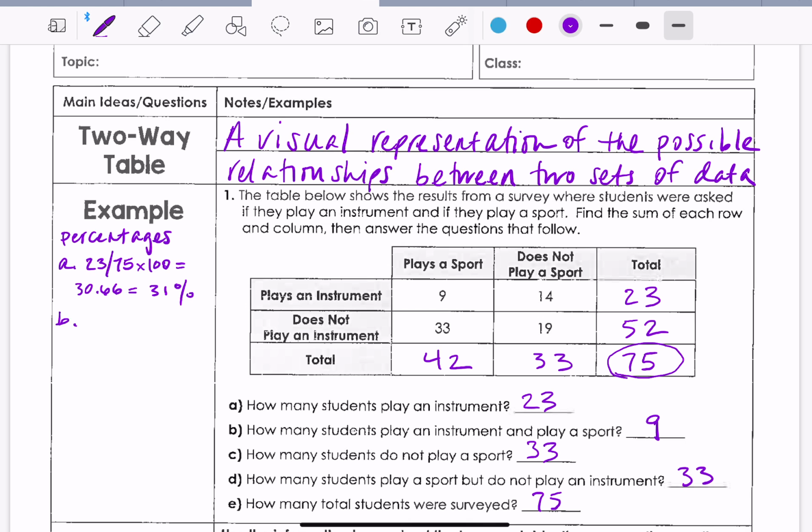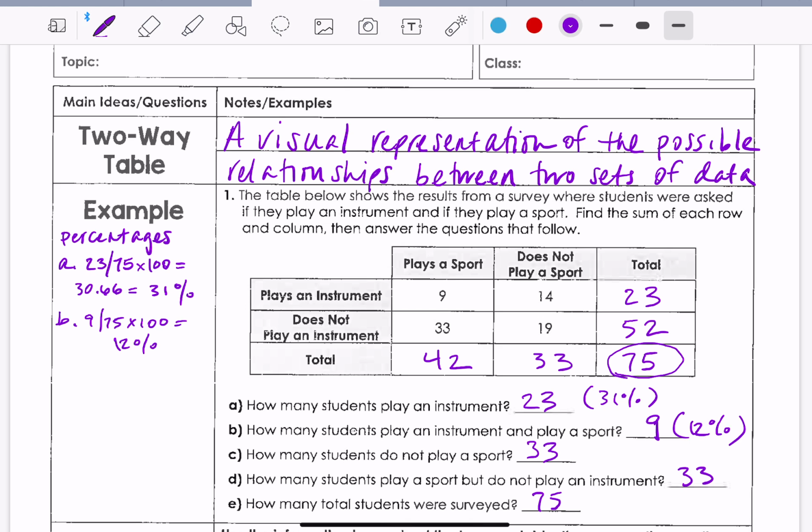B, I'm going to look at percentage. So what percentage of students play an instrument and play a sport? So 9 students out of 75, and then I'm going to multiply that by 100. When I put that in my calculator, 9 divided by the total, 75, times 100, gives me 12%. So when I go over here, this is really 31% of students. This is 12% of students.